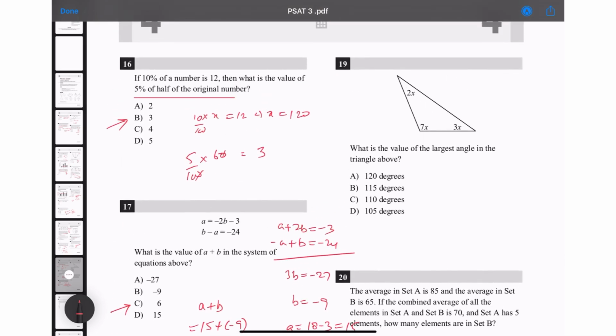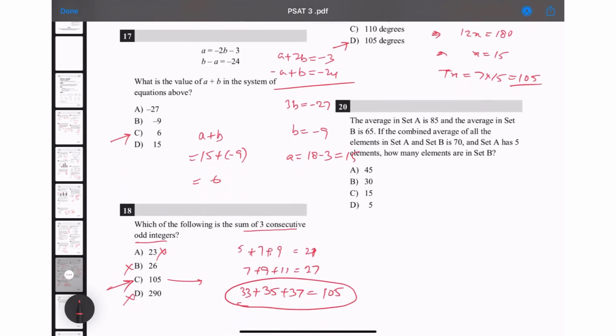Question 19, which of the following is the largest angle? Largest angle is this. So here we will use the angle sum property. 7x plus 2x plus 3x equals 180, because this angle sum property says that the sum of all angles of a triangle is 180 degrees. So this is 9 plus 3, 12x, which is equal to 180. So dividing both sides by 12, we get 15. Then 7x will be 7 times 15, that will be 105. So 105 is the correct answer.